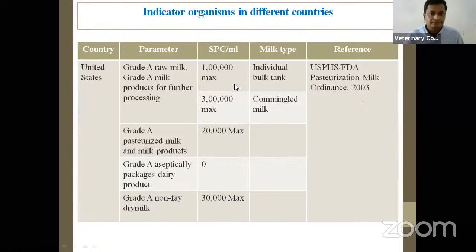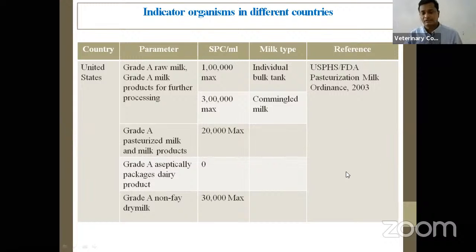See here. The indicator organisms, in the sense we go for indicator, they indicate the spoilage. These are all spoilage organisms, hygiene indicators rather than indicators. Let you take it as hygiene indicator organisms. In the USA, grade A milk should contain less than 1 lakh standard plate count per ml. The maximum is 3 lakh, especially when the milk is commingled. Otherwise, not.